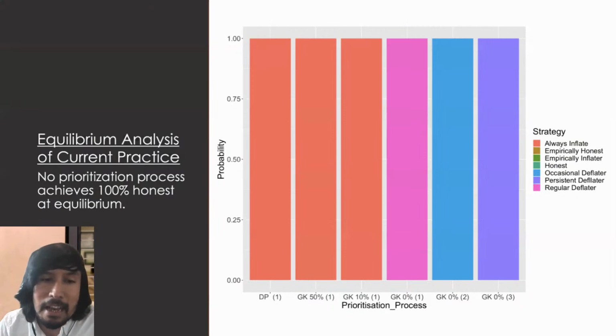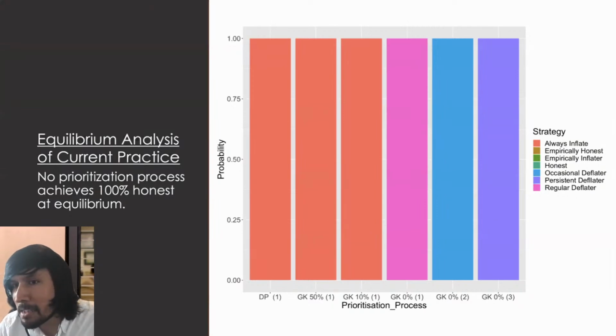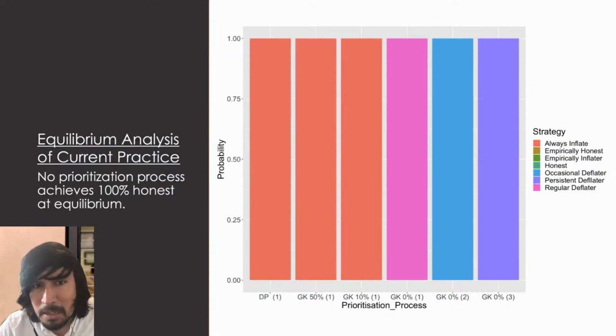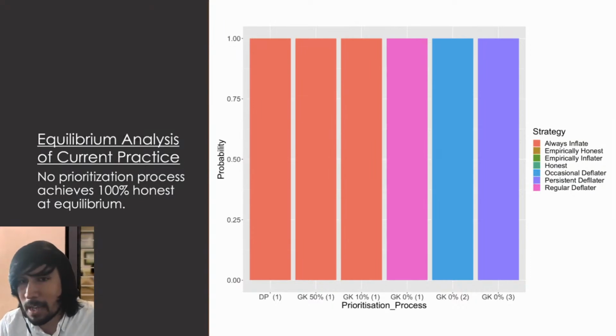If you see on the left, for distributed prioritization, the probability of the always inflate strategy is 100%. We obtain the same result with a gatekeeper that can only detect 50% of inflated reports. And we also obtain the same for a gatekeeper that can detect 90% of inflated reports. We also include in our paper an ideal gatekeeper that's able to detect and correct every inflated report.